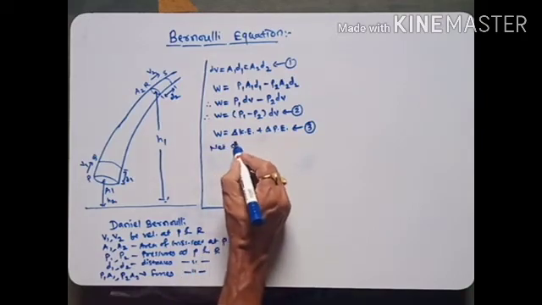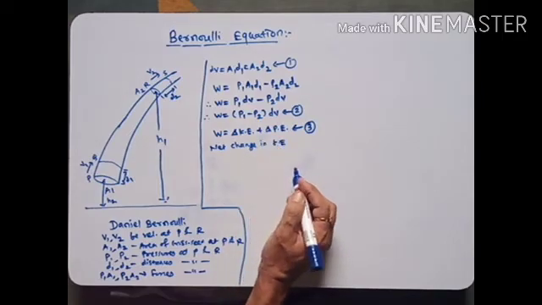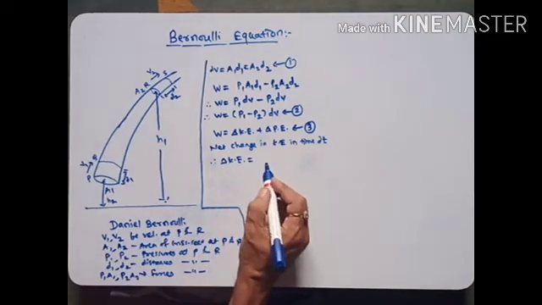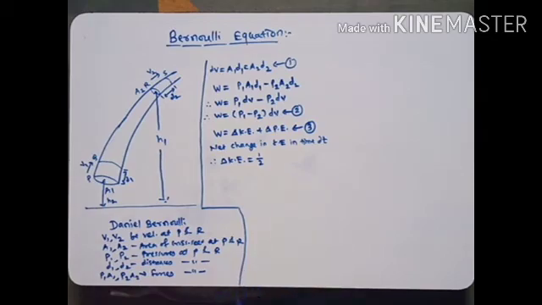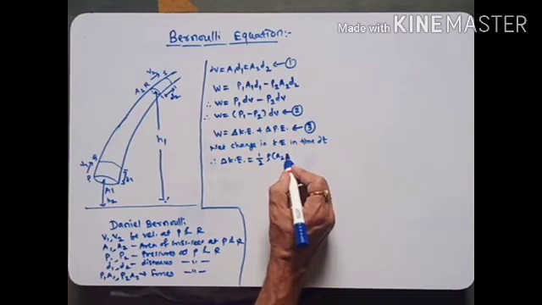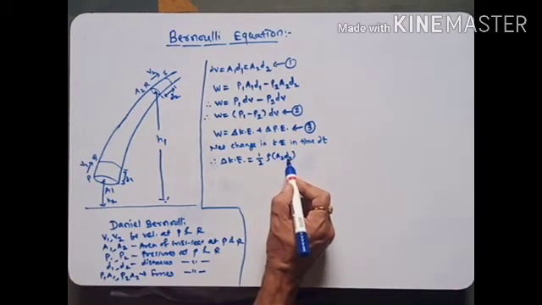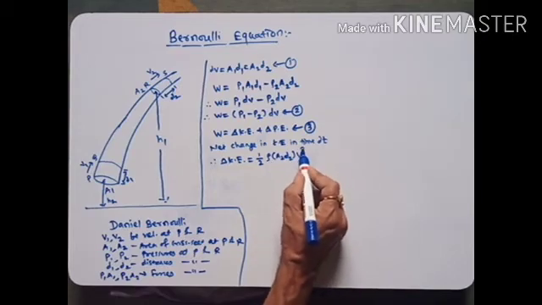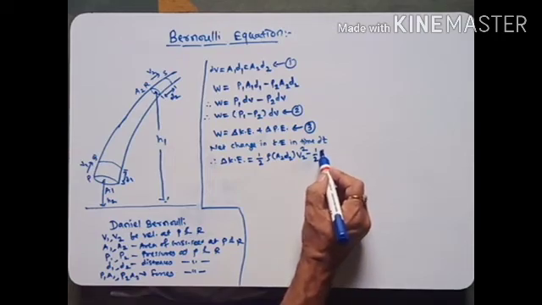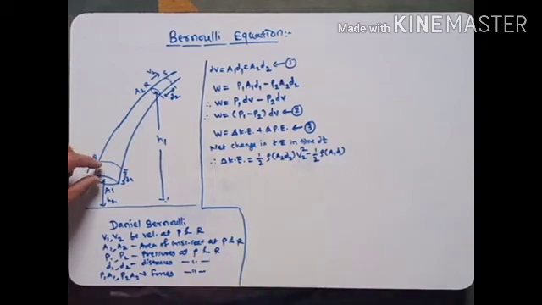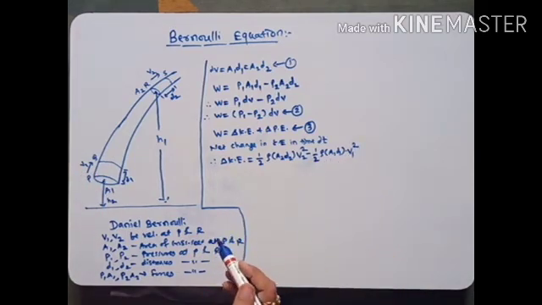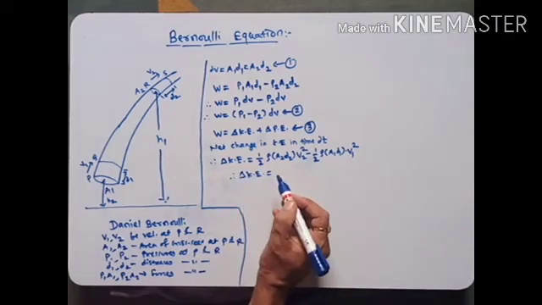Net change in KE in time dt. Therefore delta KE is equal to half, since kinetic energy is half mv square. I will write here the mass, rho A2 D2. A2 D2 is the volume multiplied by rho, that is the mass, and V2 square, the velocity V2 square, minus half, again mass, rho A1 D1. A1 D1 is the volume at this region, multiplied by rho, this is the mass, into V1 square. This is the change in kinetic energy.